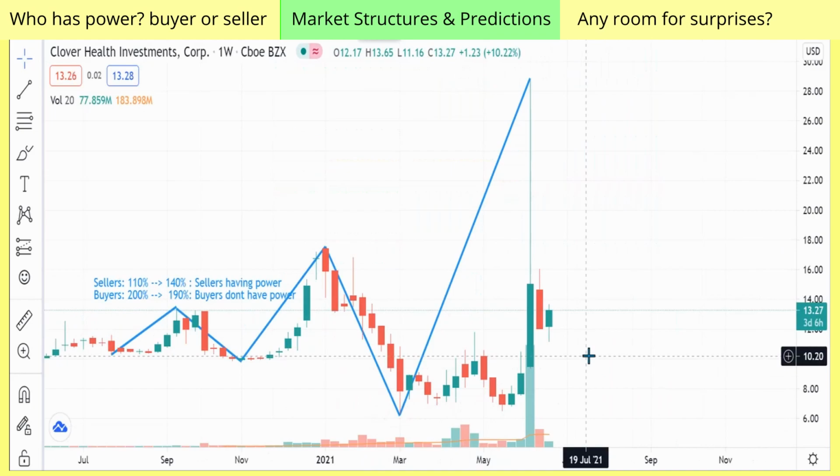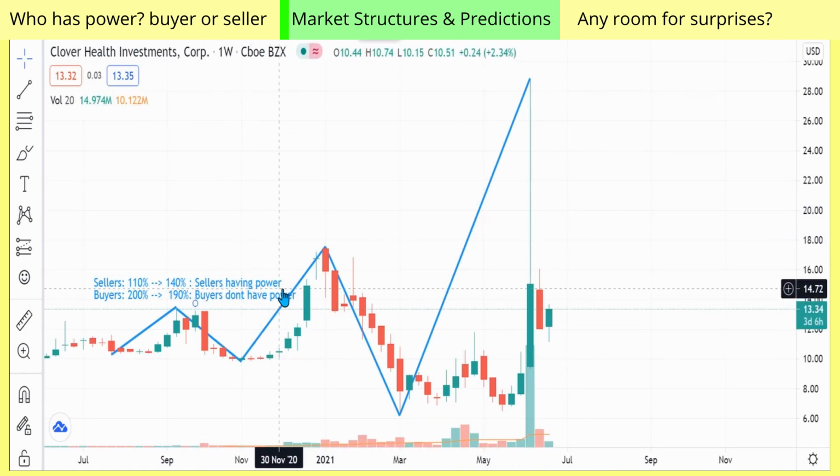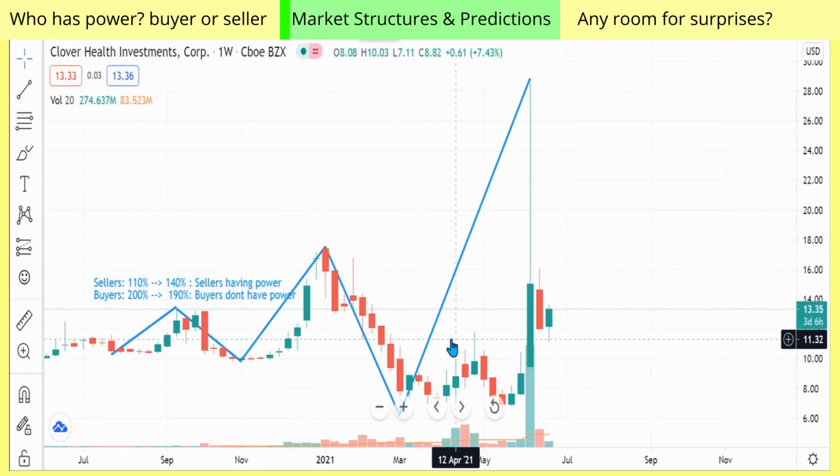Okay, so now we are in the second part. In this second part, mostly we're going to analyze the market structure and a bit of prediction. So maybe we look at the prediction first. Just now we said that the sellers have more power, right? So it can go to what low? At least we look at what the theory says about this.